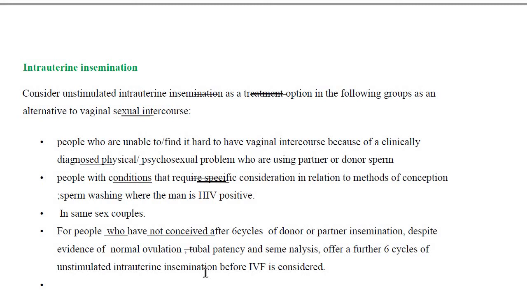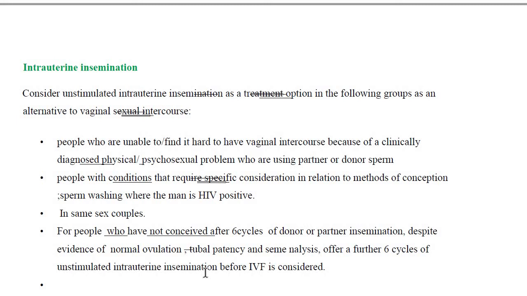Intrauterine insemination. You should consider unstimulated intrauterine insemination as a treatment option in the following groups as an alternative to vaginal sexual intercourse, like people who are unable to do it, or they find it hard to have vaginal intercourse because of a clinically diagnosed physical or psychosexual problem, who are using partner or donor sperm, then we should offer them IUI. People with conditions that require specific consideration in relation to the method of conception, like sperm washing, where the man is HIV positive. But this has been challenged, that it should not be washed, okay? But IUI, yes, we can do.